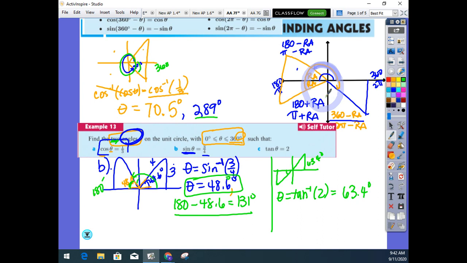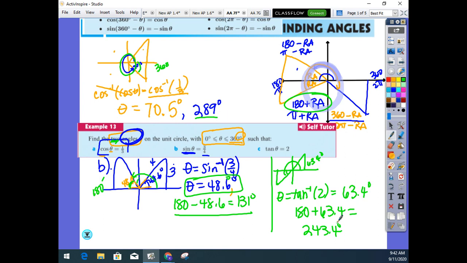So what do we do when it's in the third quadrant? I'm going to take 180 plus that reference angle, which is 243.4.